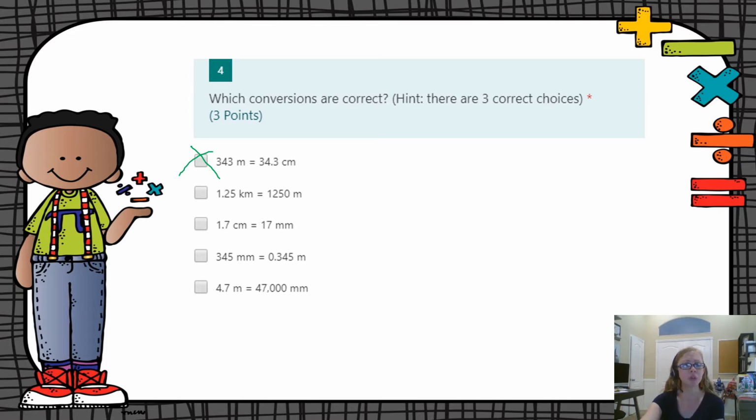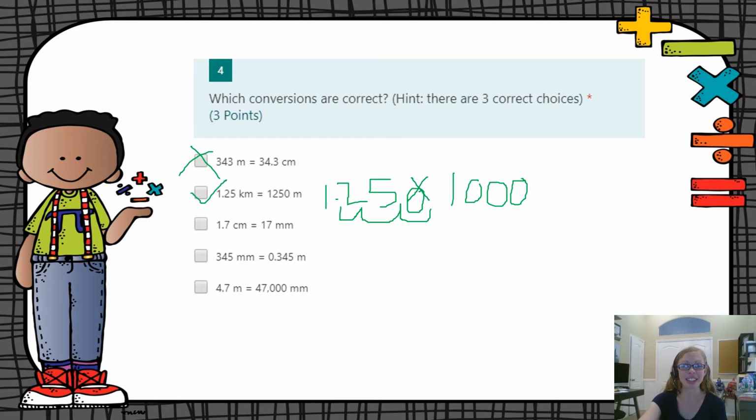Let's look at 1.25 kilometers compared to 1,250 meters. That's looking a little bit more plausible. So when I change from 1.25 kilometers into meters, I'm going from bigger kilometers to smaller meters. So I'm going to multiply. Remember, big to small means multiply. We're going to multiply times 1,000. That's our conversion factor because 1,000 meters are in 1 kilometer. That means I move that decimal point to the right 1, 2, 3 times. Fill in that empty spot with a 0, and I can see this is a correct conversion.